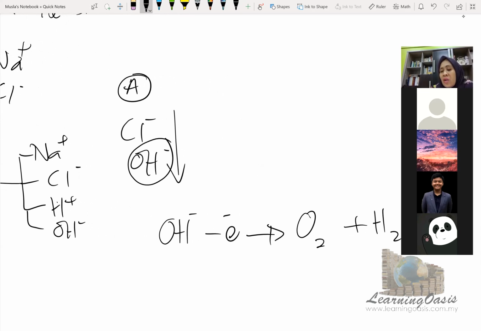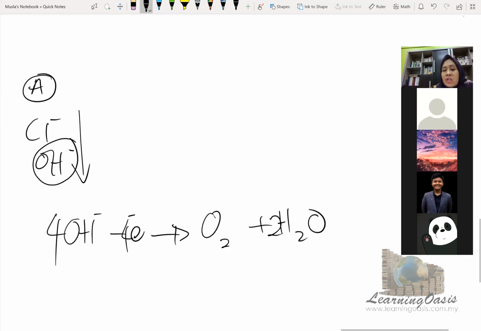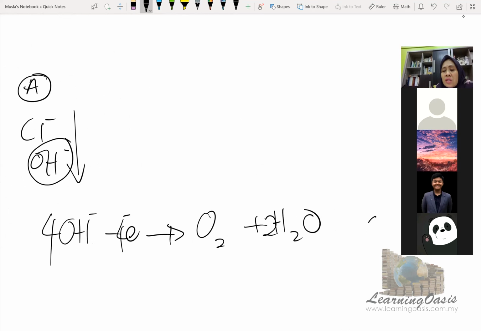Now balance the equation. You have 2 here, you put 2 here, so 4 OH minus. 1 OH minus loses 1 electron, so 4 OH minus lose 4 electrons. Oxidation or reduction? It's oxidation, because it loses electrons. So hydroxide will be oxidized to oxygen and water.